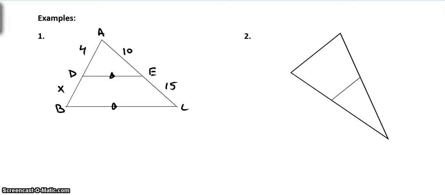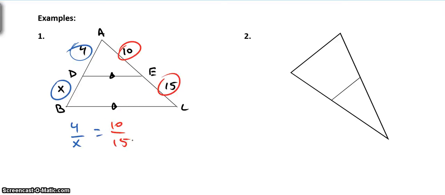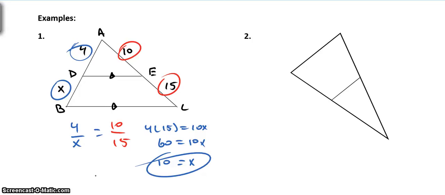Alright, so the directions here would say use the diagram to solve for x. So again, we know we have parallel lines, therefore the sides are divided proportionally. So I'm going to go top over bottom equals top over bottom. So 4 over x equals 10 over 15. Once I have my equal proportion set up, go ahead, cross multiply and solve. 4 times 15 equals 10x. So 60 equals 10x. x is 6, and that's that.